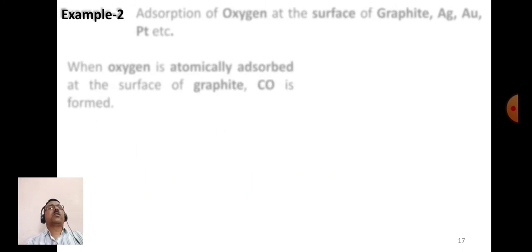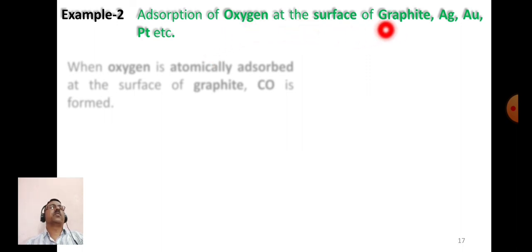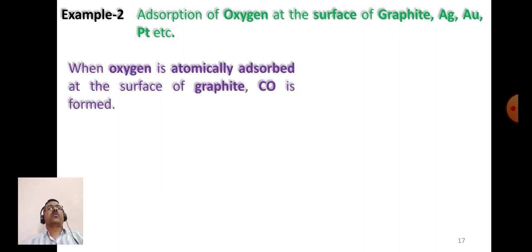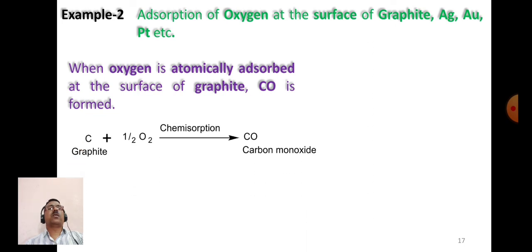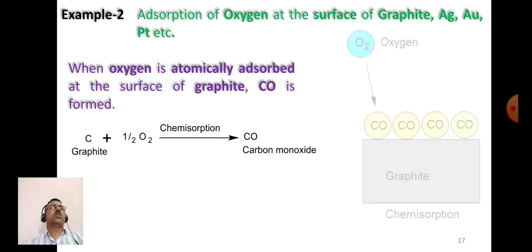Now the next example, consider the second example of oxygen on graphite, silver or gold or platinum, etc. Now when oxygen is atomically adsorbed at the surface of graphite, it forms a carbon monoxide molecule. So the reaction is like this. Graphite means here carbon plus half molecule of oxygen, and that forms carbon monoxide. It is chemisorption.